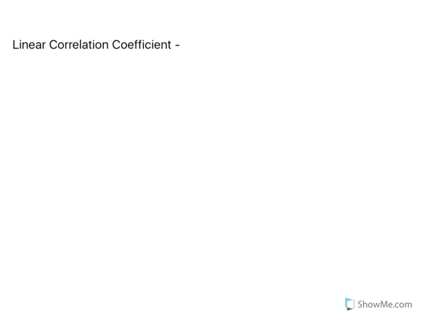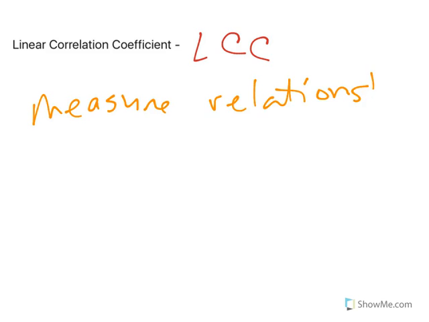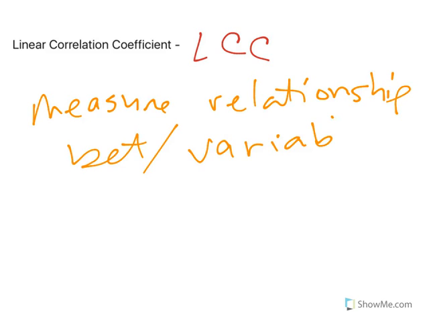The linear correlation coefficient, I will lovingly refer to that as the LCC, because I'm lazy and it's more fun to say that. But the linear correlation coefficient is used to measure a relationship between variables. Now, I didn't say used to predict things. We're just trying to see if one thing correlates with the other. Does it make sense to put them together?